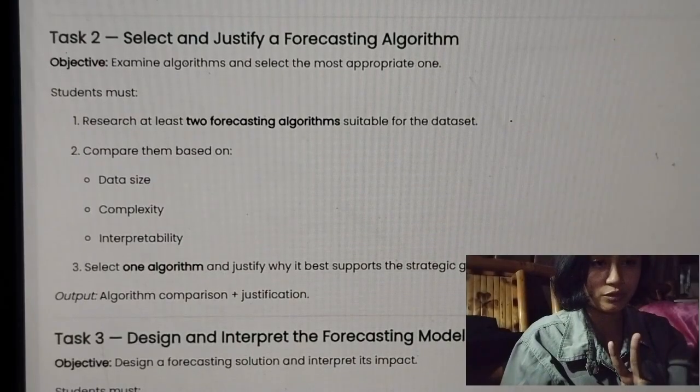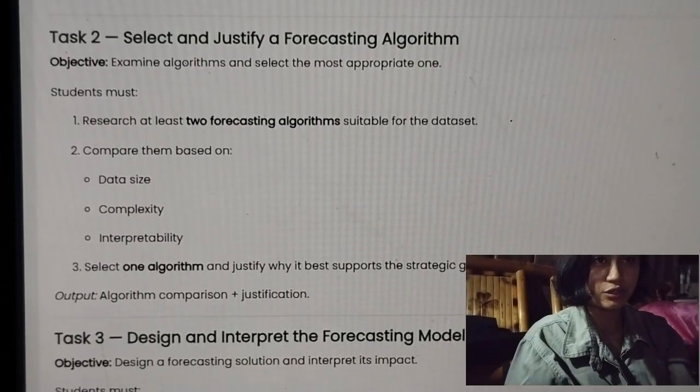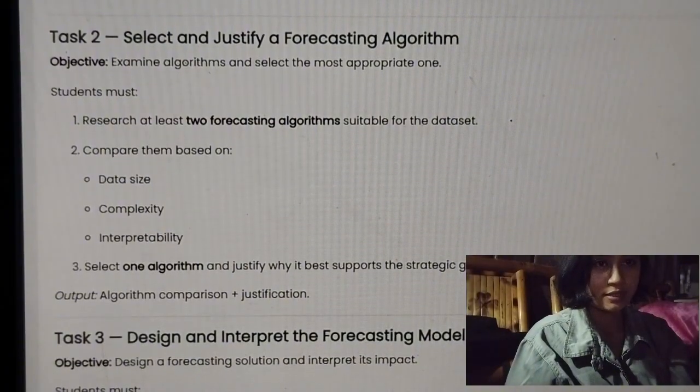Forecasting method number 2, the one that I chose, is linear regression. It looks at how sales change over time and creates a straight line that shows the overall direction of the data. This is useful when sales show a clear increase or decrease over time. Since the sales in this dataset generally increase from month to month, linear regression is suitable for this data.